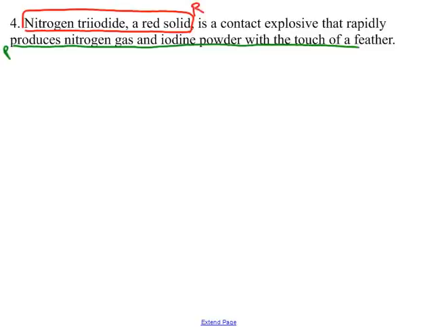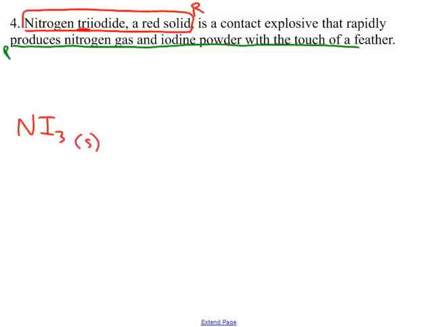Okay, so the reactants I've labeled as R, and the products I've labeled as P. Alright, so nitrogen triiodide. This is a covalent compound, so you notice the use of the prefix. So the name very easily tells us the formula. So this is N for nitrogen, triiodide meaning 3 iodides. So nitrogen triiodide, which is a red solid.